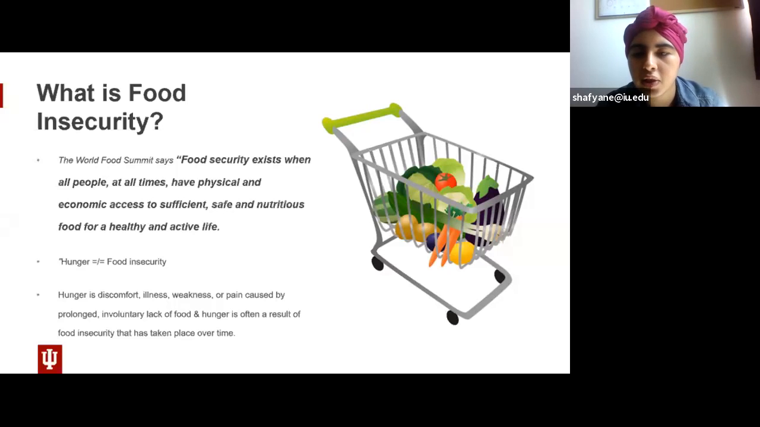Hunger is often used interchangeably with food insecurity, but they're not the same thing. Hunger is discomfort, illness, weakness, or pain that is caused by prolonged involuntary lack of food, and hunger is often a result of food insecurity that has taken place over a long time.